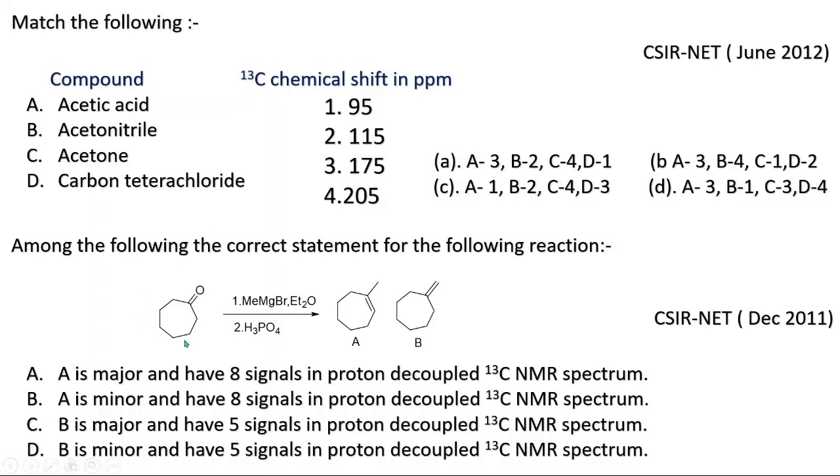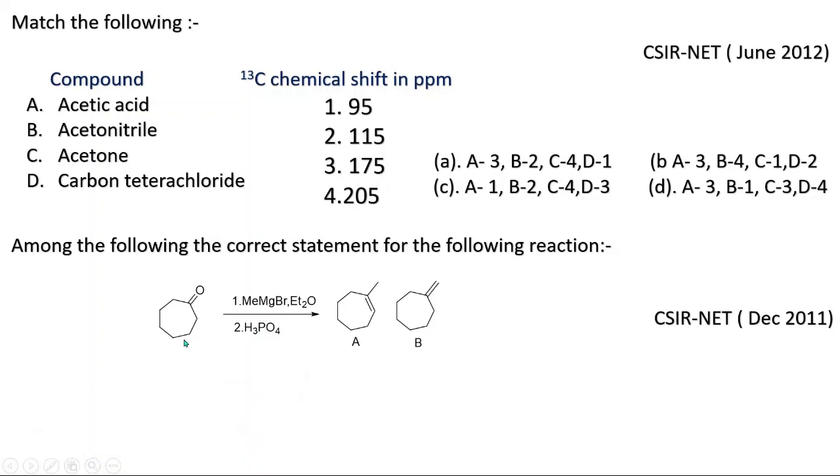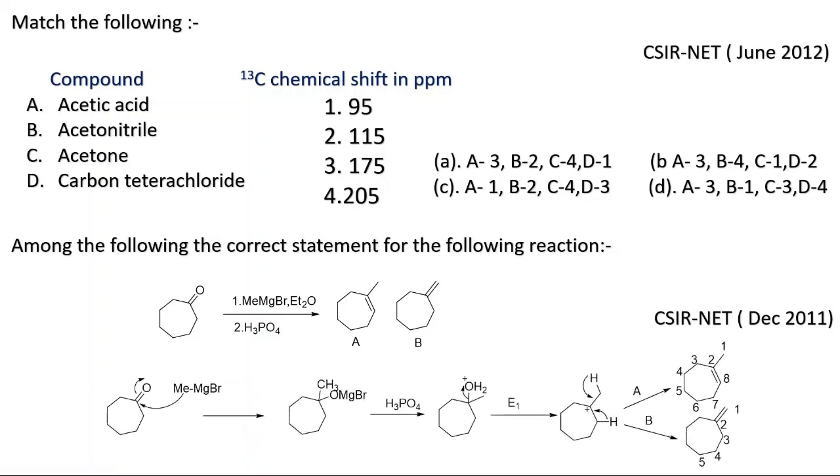So how to do this problem? The mechanism will look like this. First, nucleophilic attack will take place. This nucleophile will attack the carbonyl group, and this will be O negative, and that negative will attach with MgBr. So we end up with this product, and when we dehydrate it, we have a carbocation here. Now there are 2 possible elimination products, A and B, and we will get 2 alkenes, a more substituted alkene and a less substituted alkene. We know the more substituted alkene is more stable than the less substituted alkene, so this will be the major product.